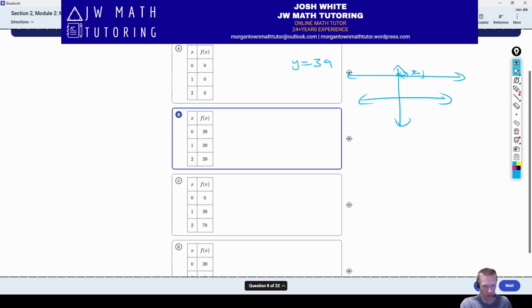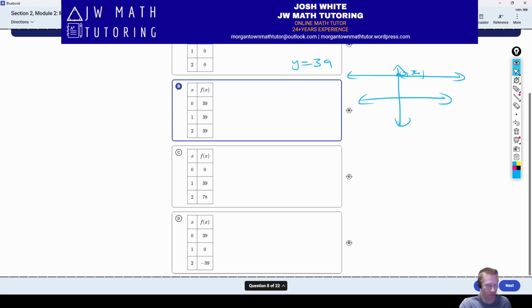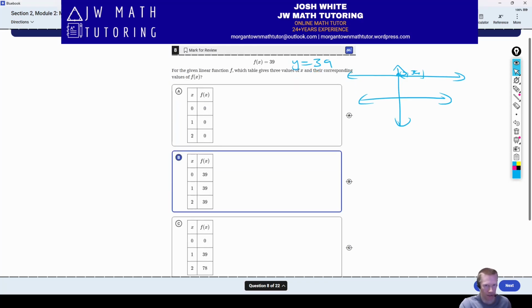I'll just scroll down to show you D is obviously not correct because it's got a positive and a 0 and a negative, but that's it. That's the answer for this problem. There's no other work to do really. And if you weren't sure of that, you could go to Desmos, you could graph it out and see the line and then realize, oh, every single point is going to be something, comma, 39.